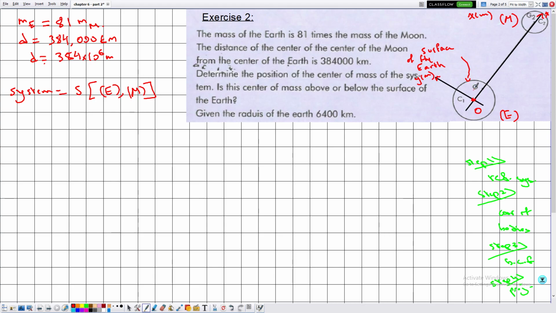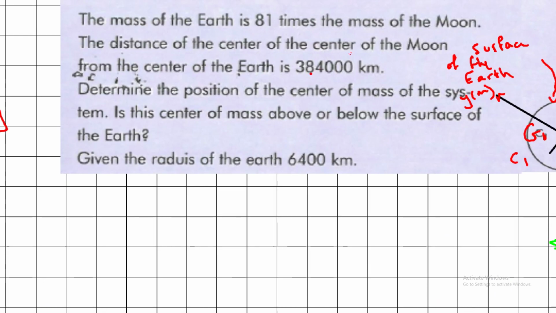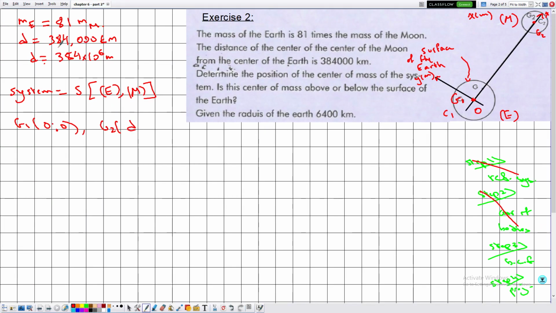Now this is G1 and this is G2, at the points C1 and C2. This is C1 and this is C2. Okay. So now, after we have chosen the reference system, we need to locate the coordinates. Then in this case, G1 is simply given by 0, 0, which coincides with the origin. As for G2, notice that G2 is separated from G1 by the distance, which is given by D, which is 384 times 10 to the power 6 meters. And it's positive because we are measuring it with a positive direction.